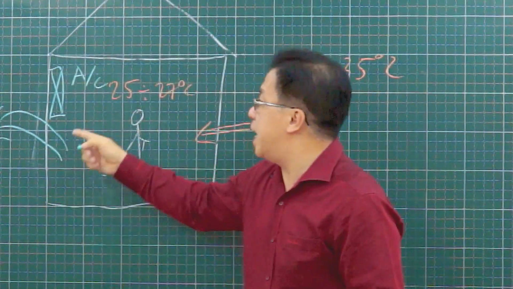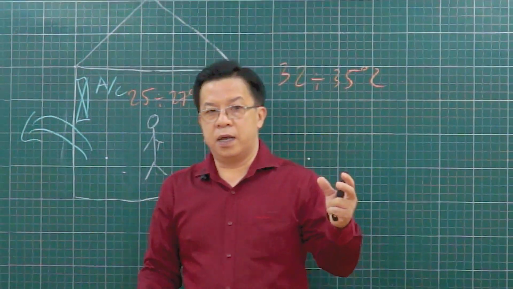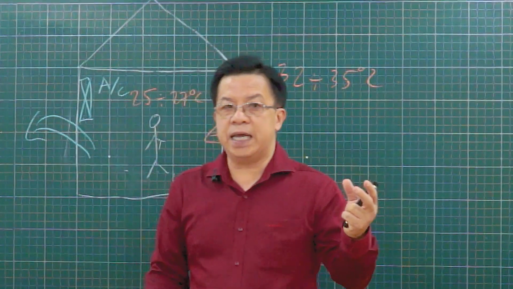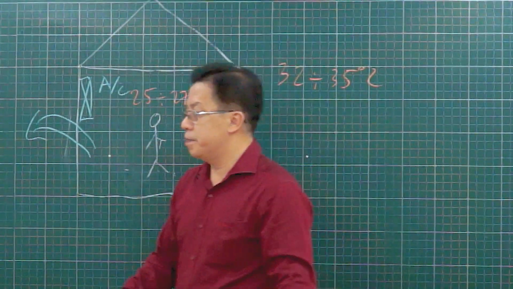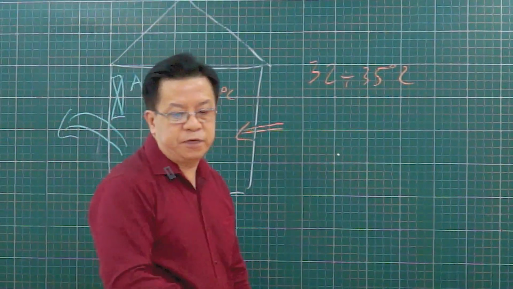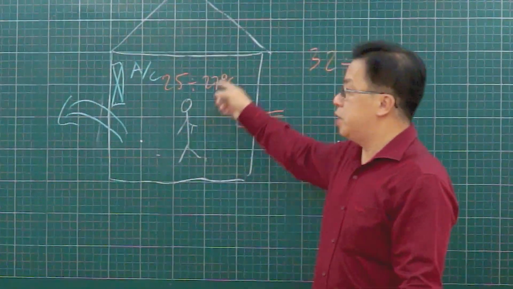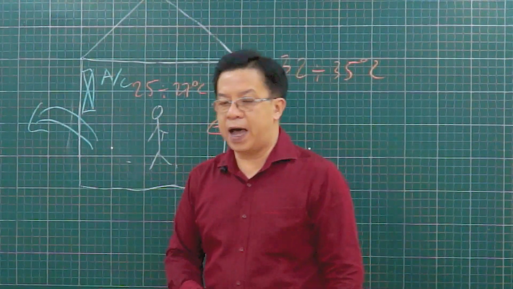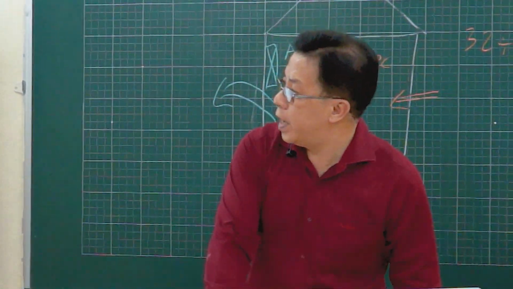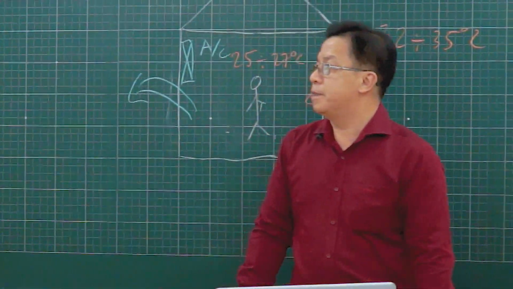In order to do that, you have to use work, meaning mechanical work or electricity to provide the work. And then the work will help you transfer the heat from the low temperature of the room to the outside place, which has a higher temperature. Okay, that is about thermodynamics.